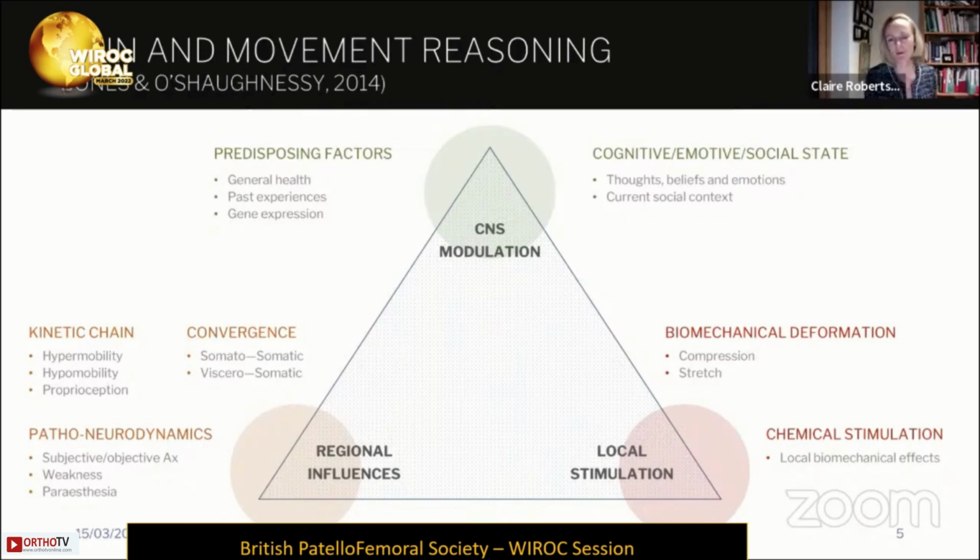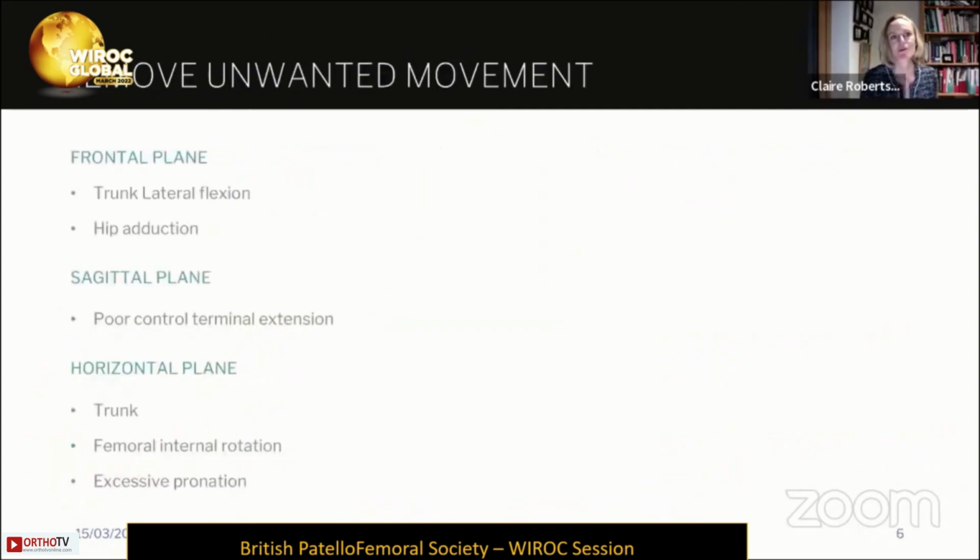So I'm going to start actually with the bottom left, so regional influences. So let's think about planes of movement. So if we think about the frontal plane, first of all, we're not just interested around the knee, we want to come right up to the trunk and think about their trunk control and their lateral spine flexion, because if they're all over the place in their trunk, then that's extra movement that's got to be controlled down to the knee. And in the frontal plane, again, we've heard about this already, hip adduction. So we don't want that functional valgus, we don't want that undesirable hip adduction.